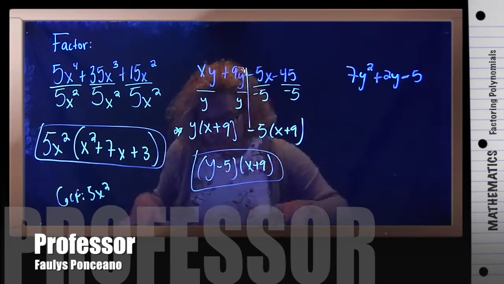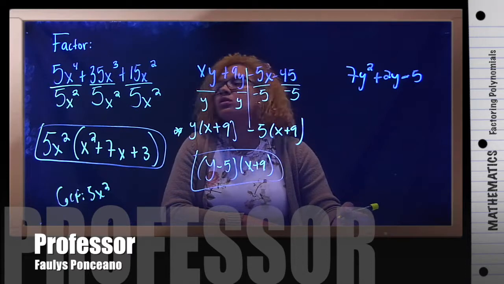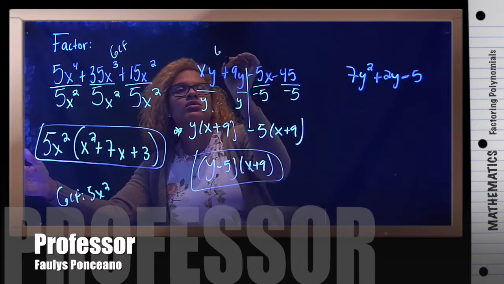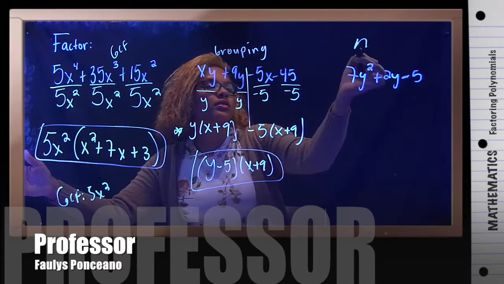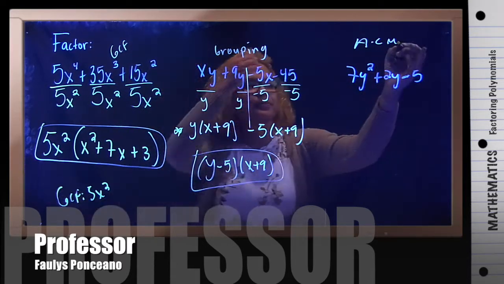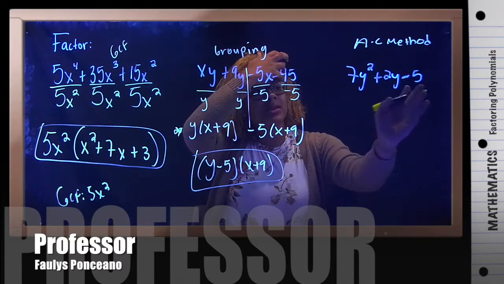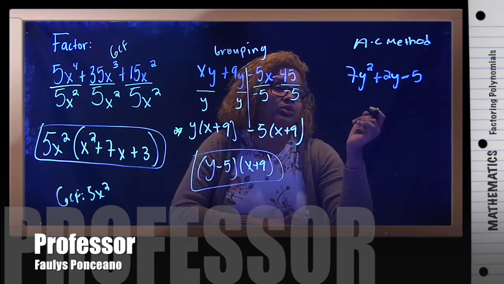So for this one, we're going to do the AC method. So GCF, grouping, AC method. I'm going to multiply 7 times 5, which gives me 35. Factors of 35 that will subtract or add to 2. I believe that's 7 and 5.